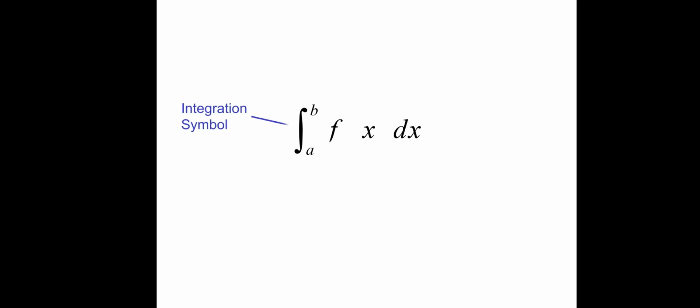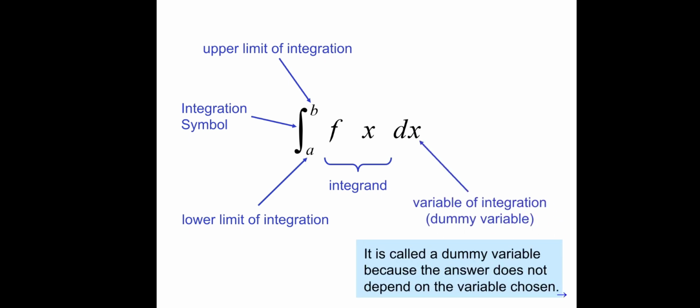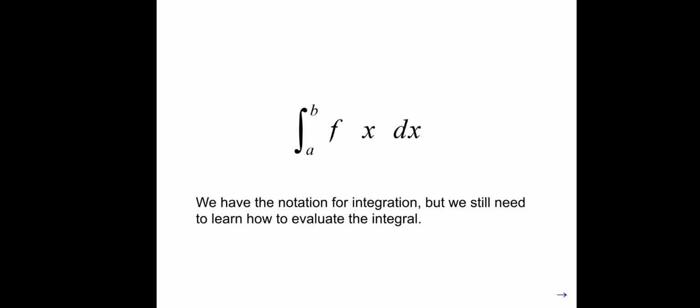So we have the integration symbol, the lower limit of integration, the upper limit of integration, the integrand, and the variable of integration. It is called a dummy variable because the answer does not depend on the variable chosen. We have the notation for integration, but we still need to learn how to evaluate the integral.